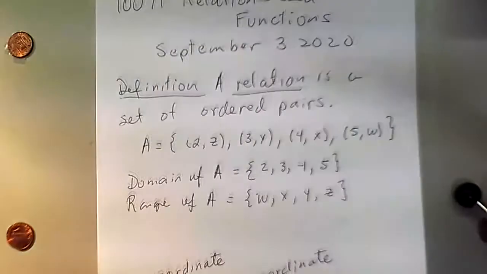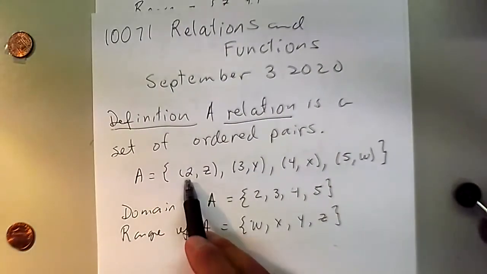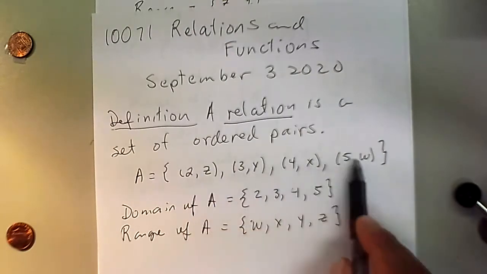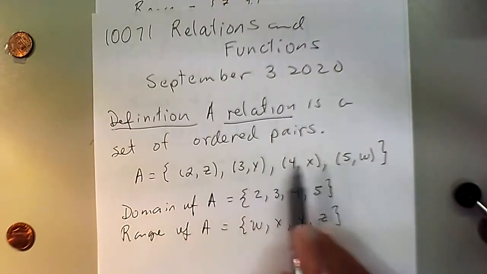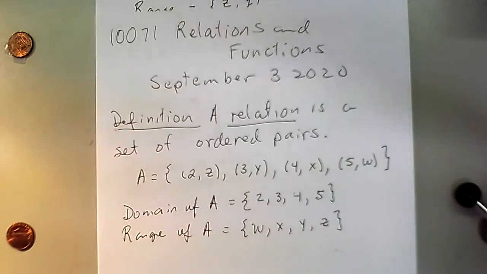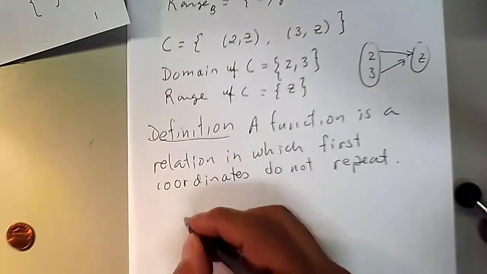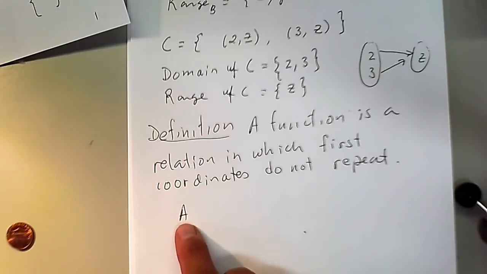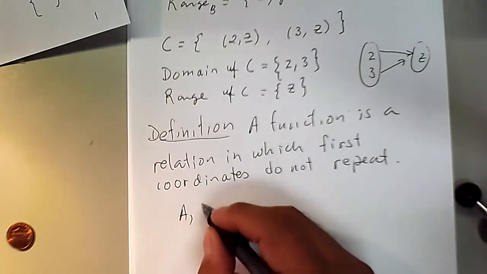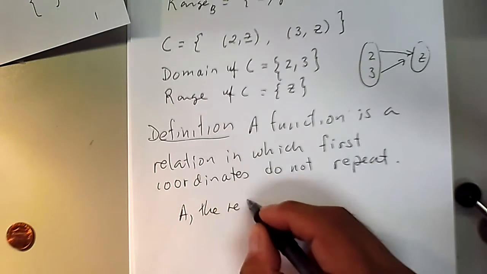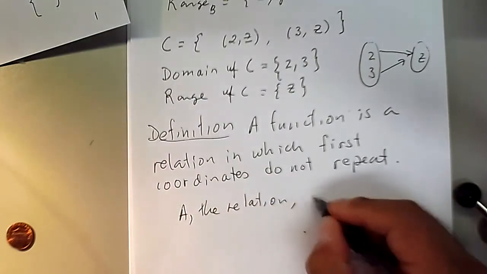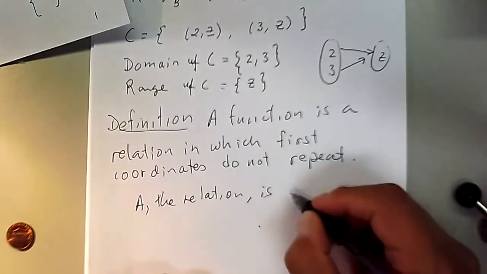So let's go back to this. I see 2, 3, 4, 5. None of those repeat. There's no repetition. 2, 3, 4, and 5. And consequently, A is a function. Well, by A, we mean the relation A. Let's write out the relation. The relation A is a function.